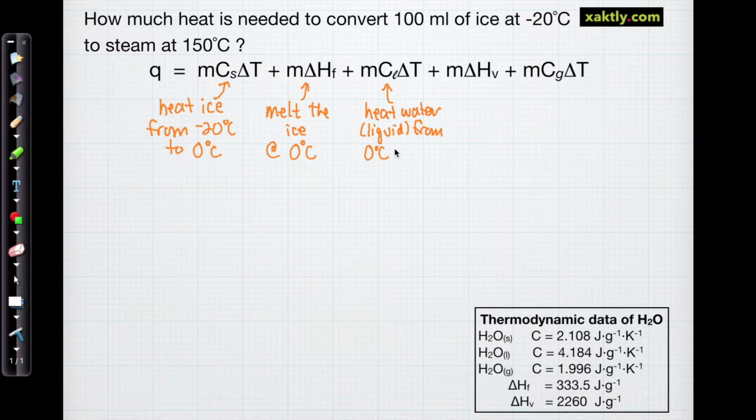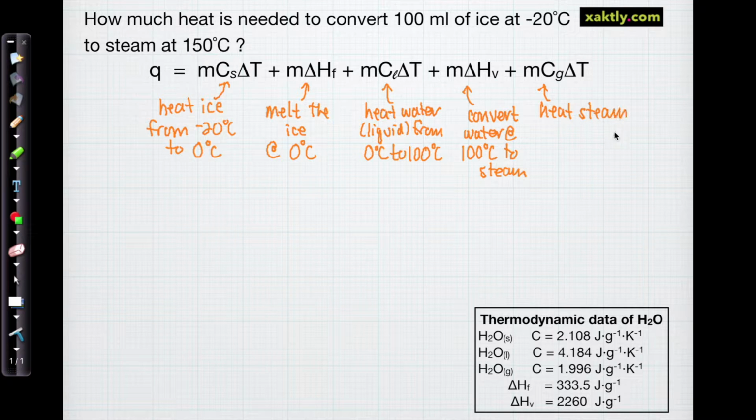It involves 5 steps in the equation: heating the ice from minus 20 to 0, melting the ice at 0 degrees C, heating the water up to 100 degrees C, converting the water to steam at 100 degrees C, and then heating the steam from 100 to 150. So there's our equation.